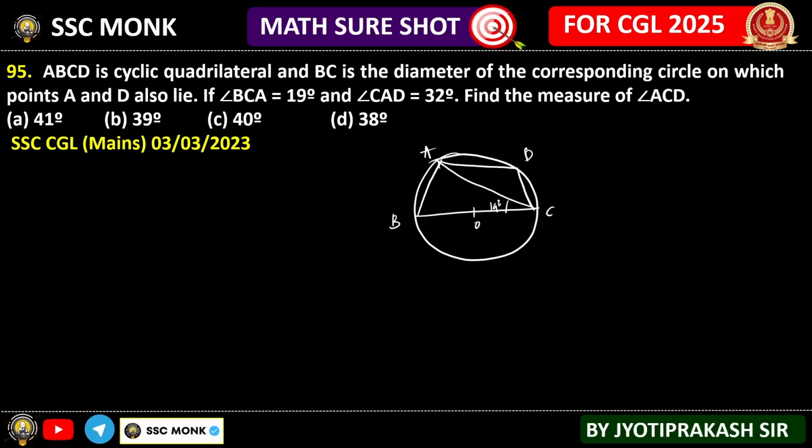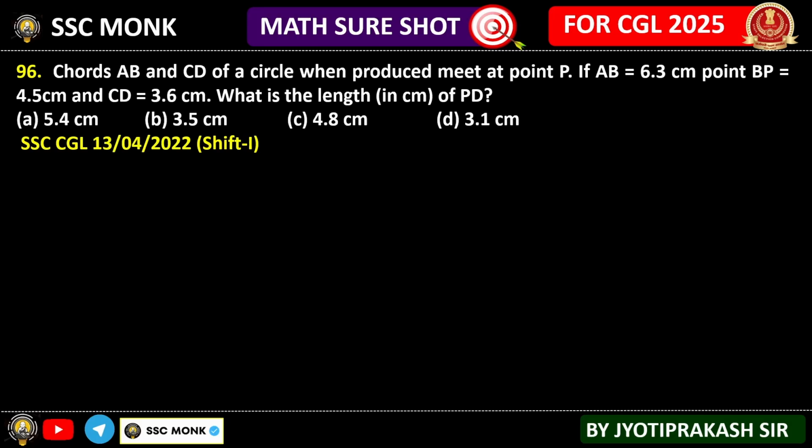Now it is saying BCA is equal to 19 degree. This is 90 degree. So this much value is equal to what? 109. So this is 71. Now CAD, this angle is given what? 32 degree. See, if this is 71 in cyclic quadrilateral, this is 180 degree minus 71, that is equal to 109 degree. If this is 109, this is 32, 141 is gone. So this is equal to 39 degree. Answer option B.